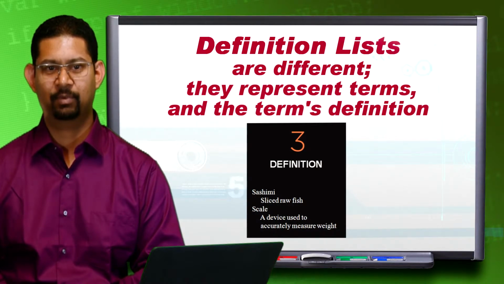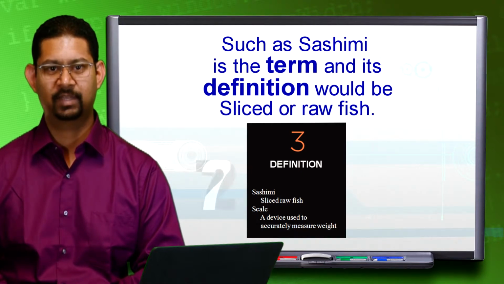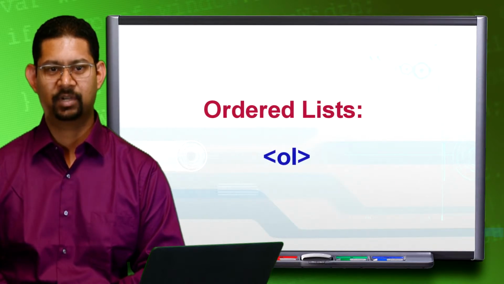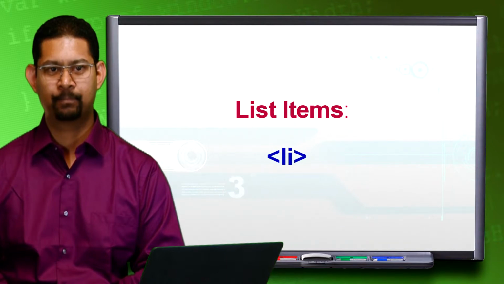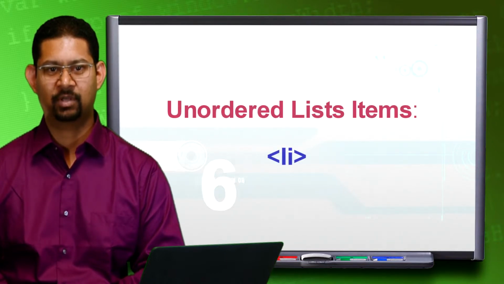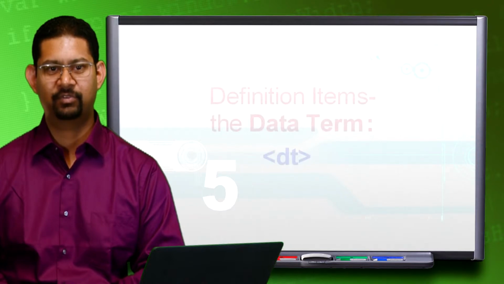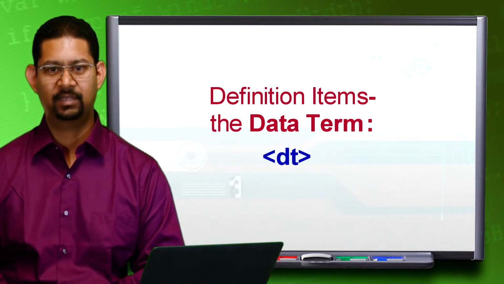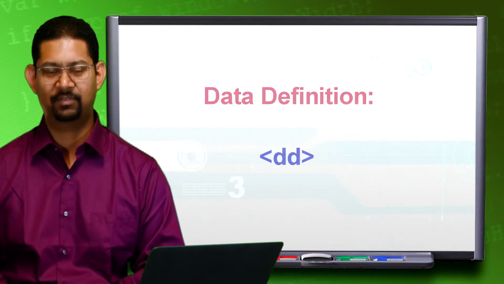Definition lists are different. They represent terms and the term's definition. Such as sashimi is the term and its definition would be sliced or raw fish. Ordered lists are started by the OL tag and each list item by the LI tag. Unordered lists are started by the tag UL and the list items also use the LI tag. Definition lists, however, use the DL tag and the items are represented by two different tags. The DT tag is the data term and its definition is represented by the DD tag, data definition.